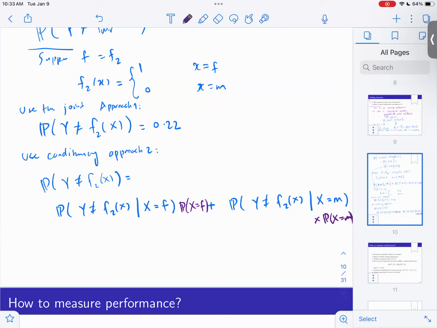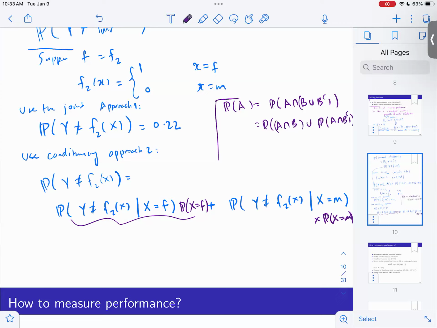This is, if you recall, actually going to be the joint probability: the probability that this holds and x is equal to f. Probability of A given B times probability of B is probability of A intersect B. It's just basic probability. Probability of A is probability of A intersect B union B complement, which is probability of A intersect B plus probability of A intersect B complement, since they are disjoint.